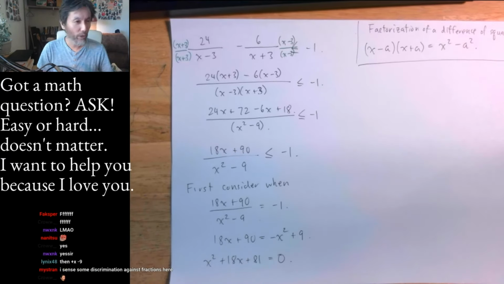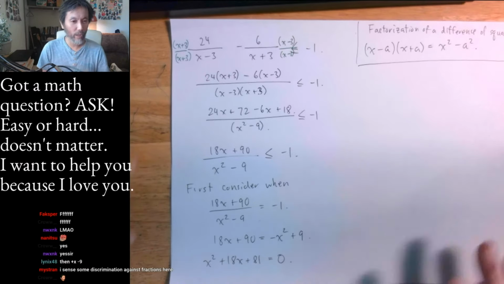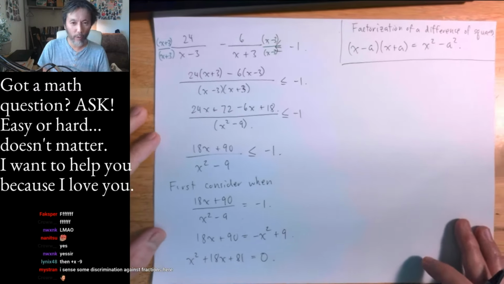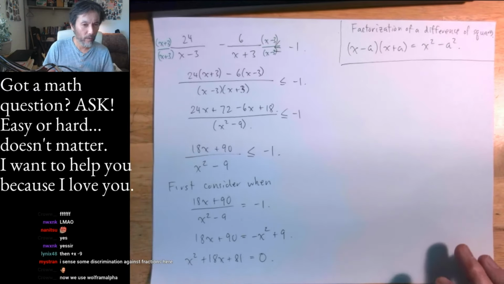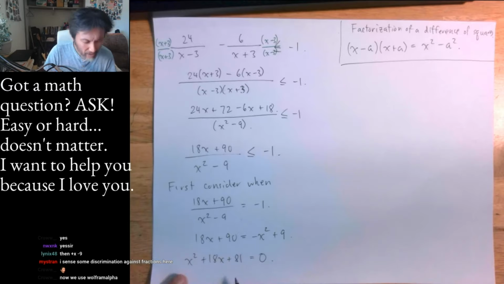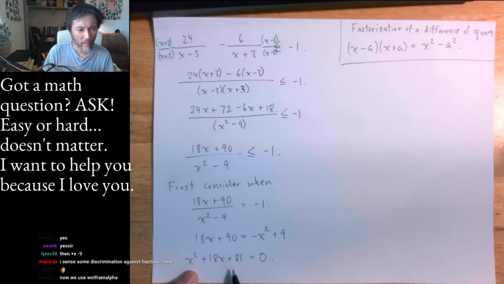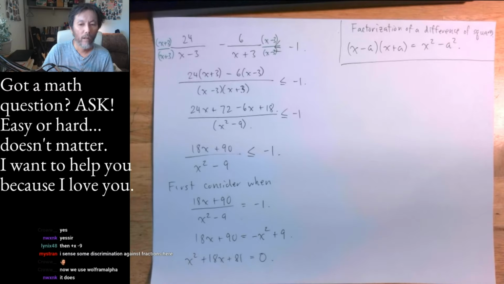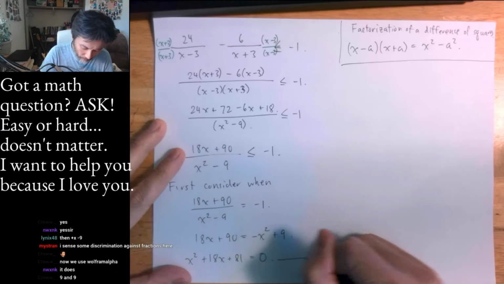We do not like fractions around here. And if we can kill a fraction, we will. If we can, we will. We don't like them. Does this thing factor? It does. How does it factor?